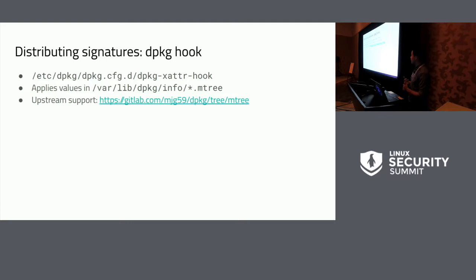This is one of the hacky aspects of this solution. The way that we actually get the signatures onto disk is we just have a dpkg hook. dpkg allows you to have hooks that just execute before or after dpkg. And then we just have a little hook. It's written in Go, and it steps through any of the mtree files in the dpkg info directory, and we'll go ahead and apply those extended attributes to the files.